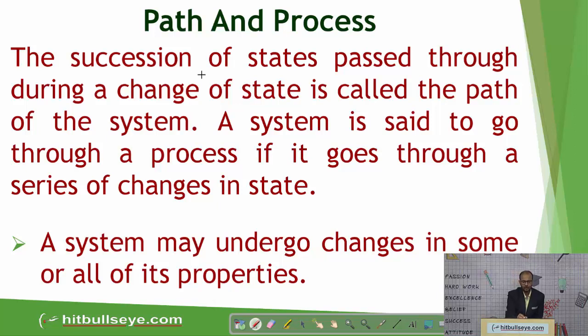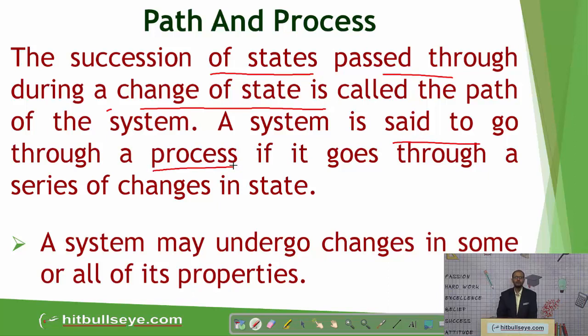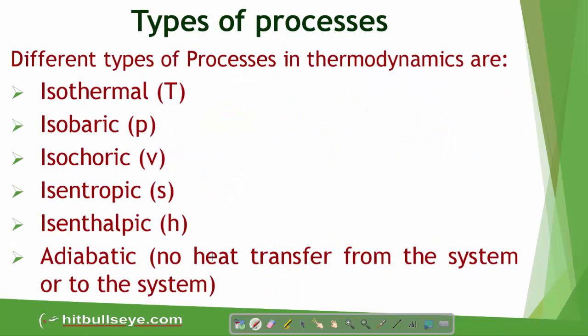The succession of states passed through during a change of state is called the path of the system. A system is said to go through a process if it goes through a series of changes in state. A system may undergo change in some of its properties or all of its properties. Next are different types of processes in thermodynamics.